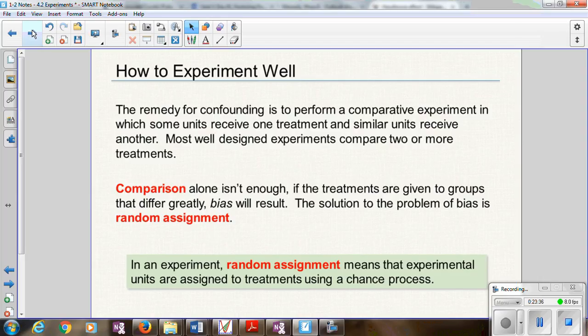So the difference between sampling and experimenting is with sampling, we are randomly selecting people from the population. With an experiment, we're often dealing with volunteers. So we're not randomly choosing people from the population. We usually have a group of people that are willing to perform an experiment, and then what we have to do is use randomization to assign them to a different treatment group. So random assignment basically means that the experimental units are assigned to treatments using a chance process.